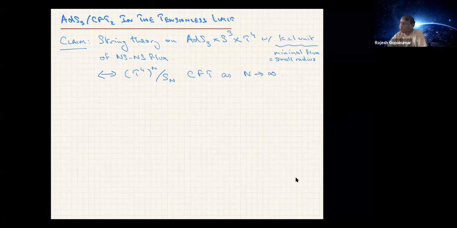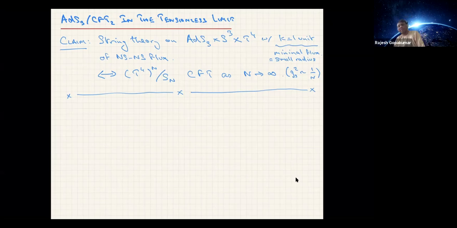So roughly speaking, the dual string coupling g_string squared is like 1 by n. String theory there has a perturbative expansion when n is very large. So this is the claim, and this will be the setting for everything that I have to say. And now let me say a little bit more about the left-hand side of this duality, since that's perhaps the more unfamiliar thing to many people.